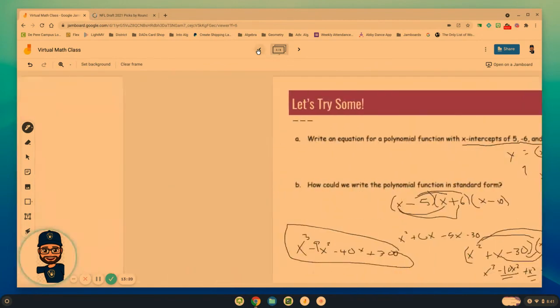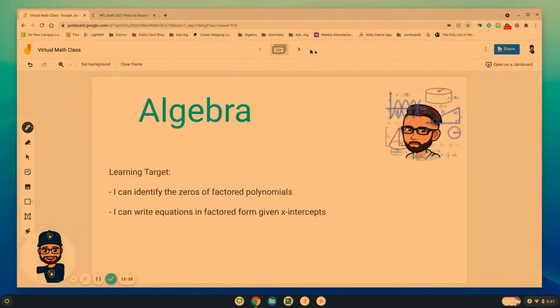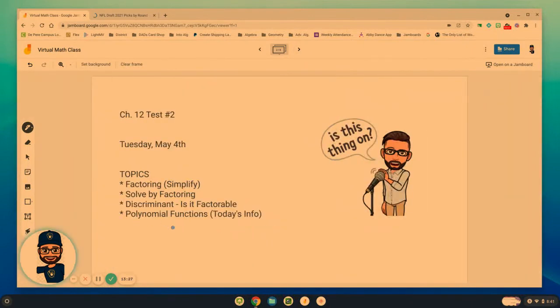So that's what we have for our last lesson here as we talk about polynomial functions. Can you really take x-intercepts and turn it into that factored form?